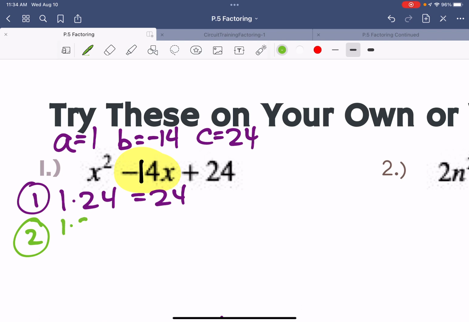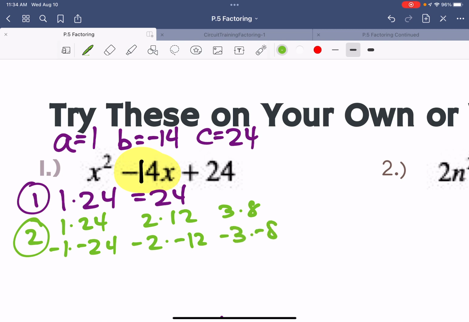1 times 24, it's positive, so it could be 2 positives or 2 negatives. It is even, so we'll divide by 2, so 2 times 12 or negative 2 times negative 12. I also can do 3 times 8 or negative 3 times negative 8. And I believe that's all.